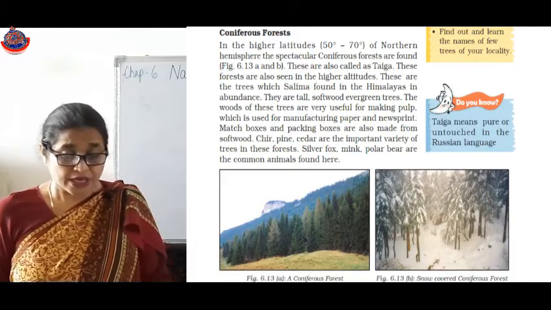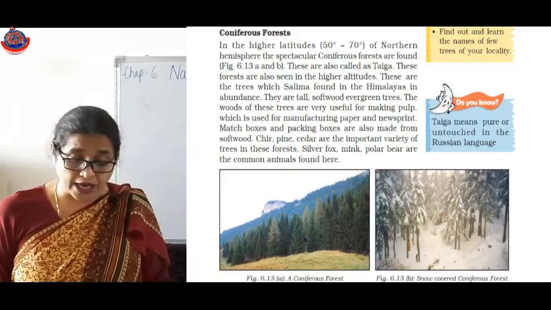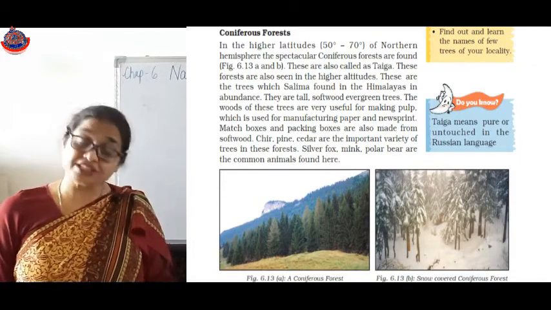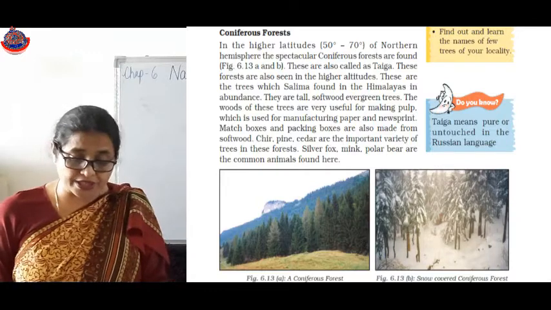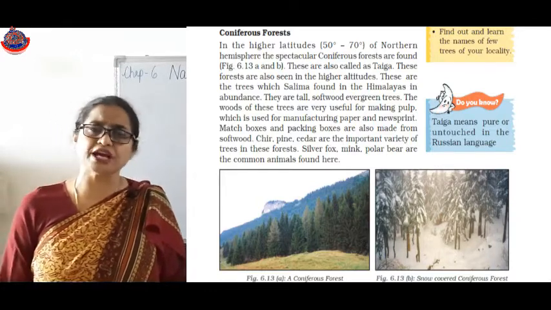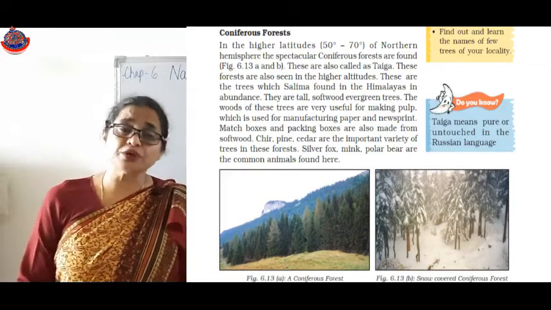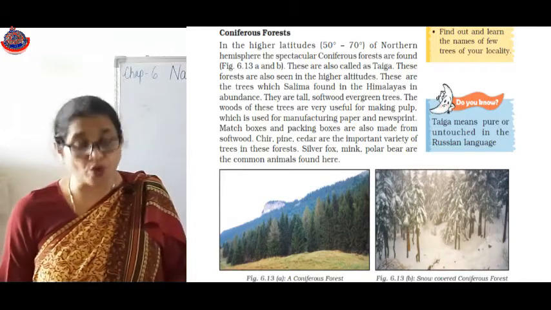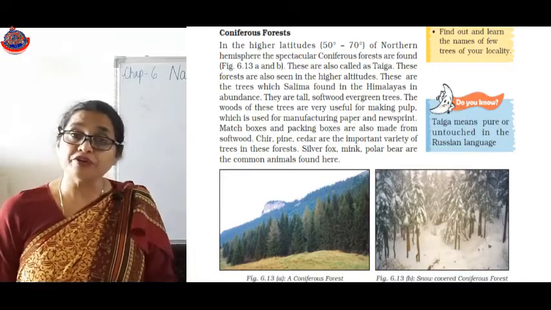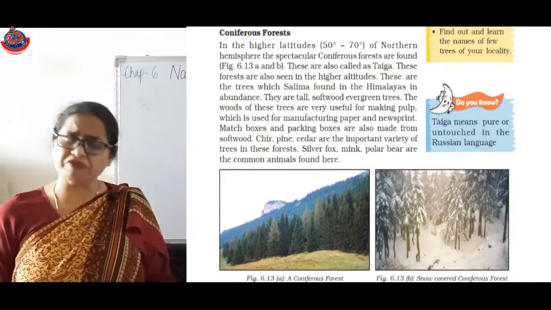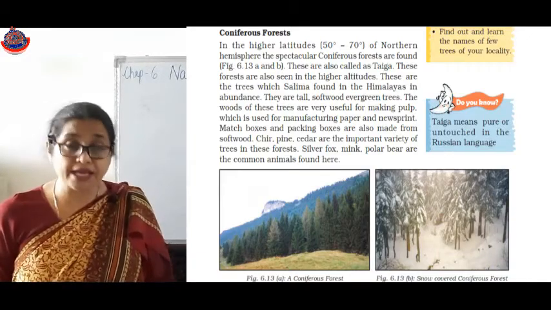These forests are also seen in the higher altitudes. These are the trees which Salima found in the Himalayas in abundance. A lot of trees she had seen which were coniferous in nature. They are tall, softwood evergreen trees. The woods of these trees are very useful for making pulp.